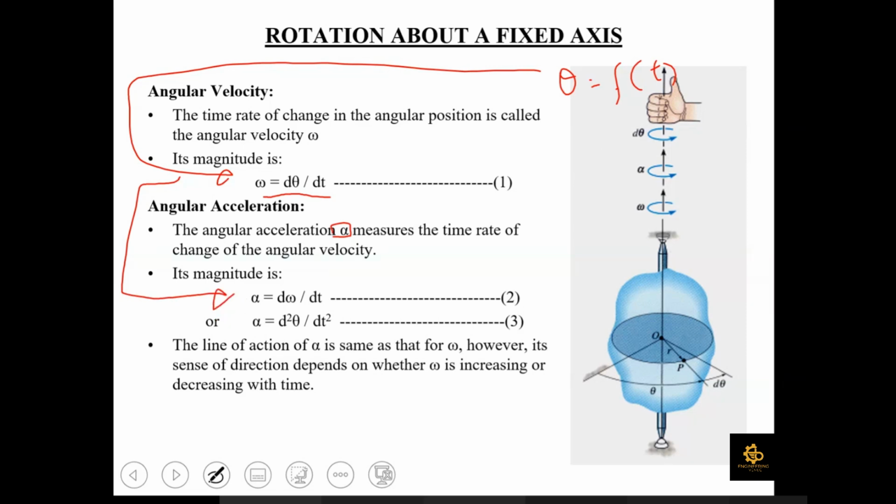So if theta as a function of time is known, differentiate it once and you are going to get omega as a function of time. Differentiate once more, and you are going to get alpha as a function of time. Now, the line of action of alpha and omega is the same. However, its sense defines whether this rigid body is angularly accelerating or angularly decelerating.